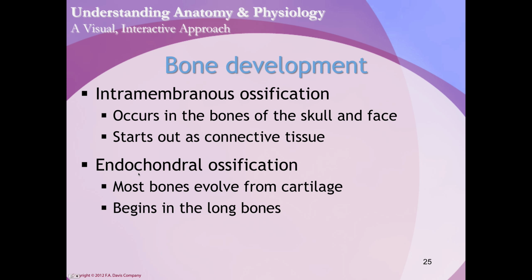Now, when bones develop, they develop in two different ways. One can be intramembranous ossification, and that occurs in the bones of the skull and the face, and these start out as very soft connective tissue. Or you can have what's called endochondral ossification, and most bones will evolve from the cartilage, and these begin with long bones.